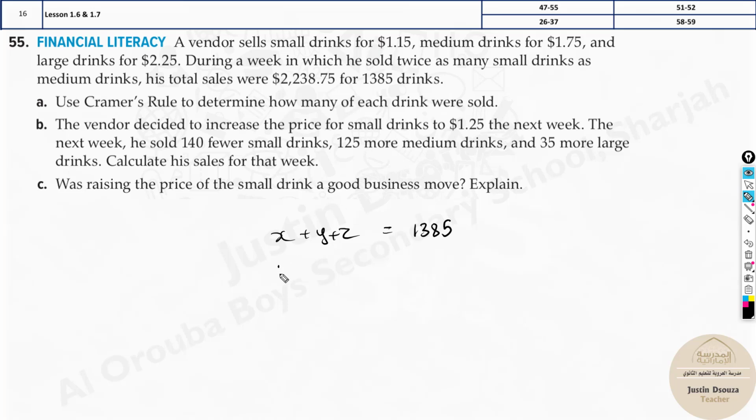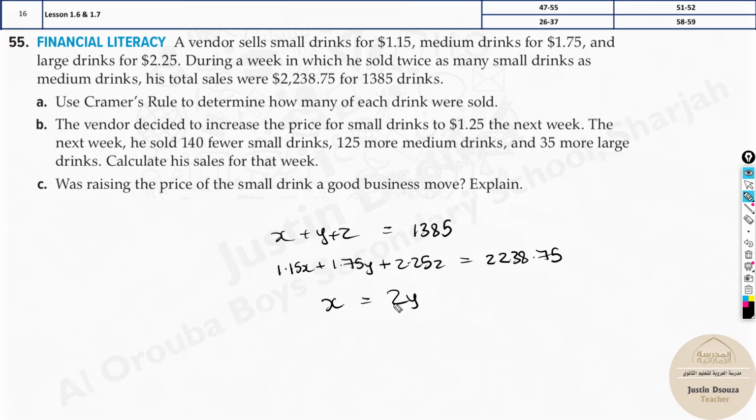Next one, the money is given, right? I can easily write 1.15x plus 1.75y plus 2.25z. That is how much the total money earned was, 2238.75. Now lastly, they have told, see, now this is a 3 variable equation. You cannot solve without 3 equations. Lastly, they have told he sold twice as many small drinks as medium drinks. So if you're considering small drinks, it'll be 2 times medium drinks or 2 times y.